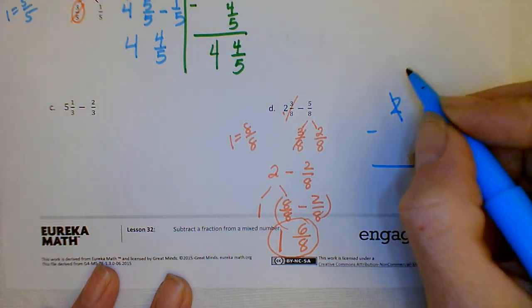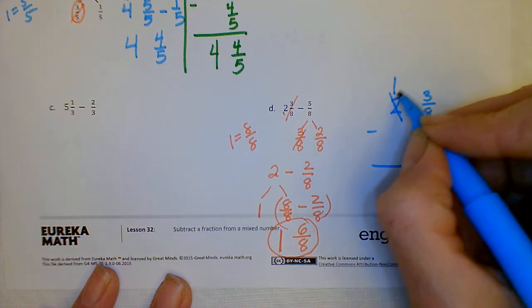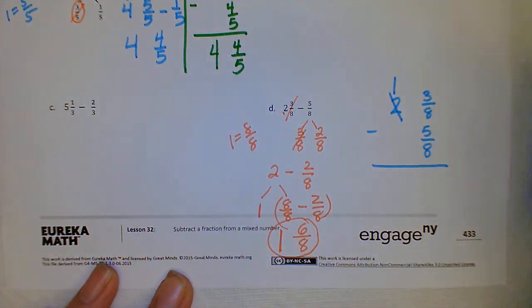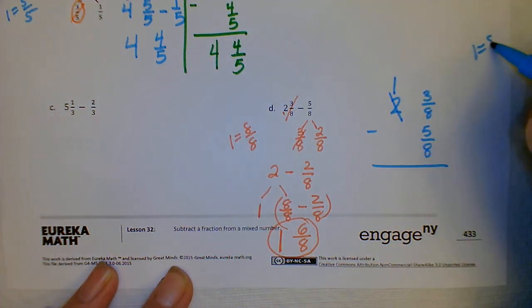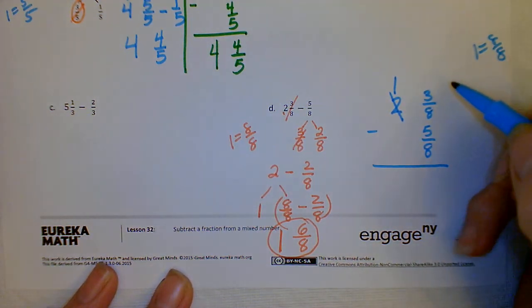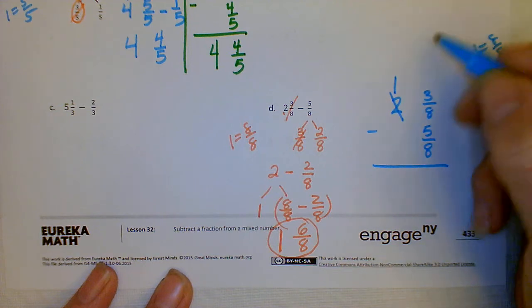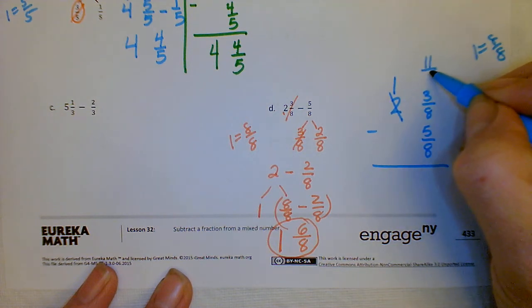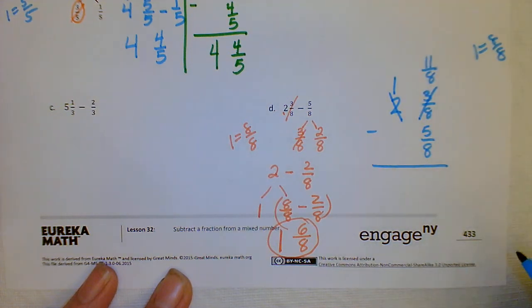So this 2 becomes 1 and 1. So we save 1, we send 1. But again, our rule for this one is that 1 is equal to 8/8. So we're sending over 8/8. The shortcut, 3 plus 8 is 11. 11 what? 11/8. This is gone.